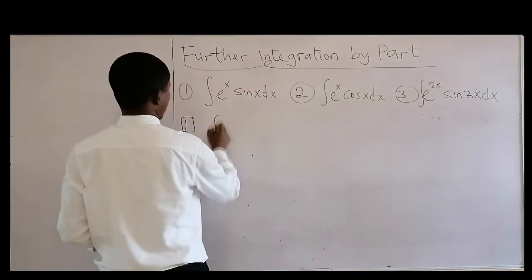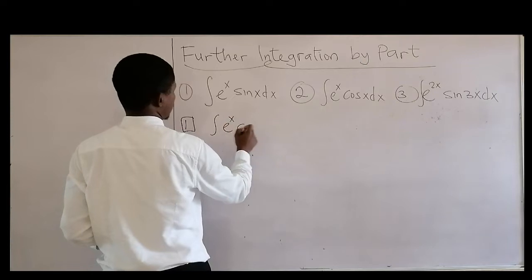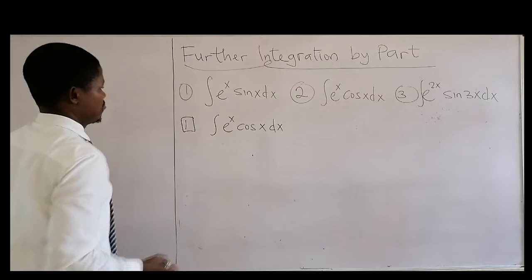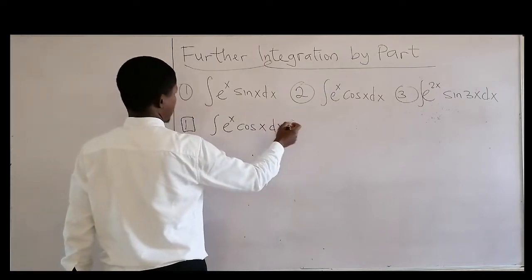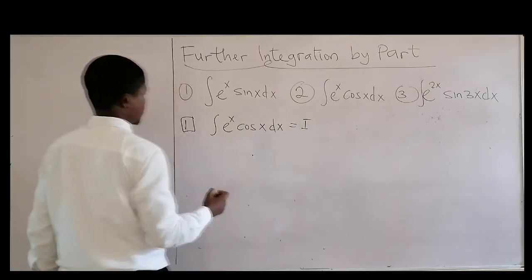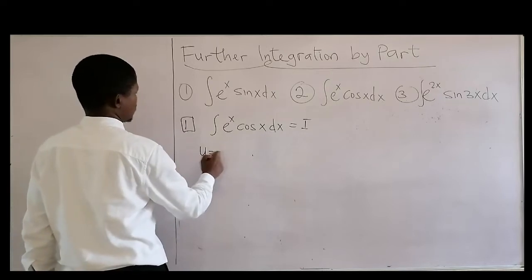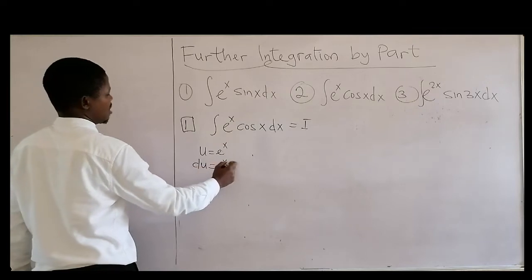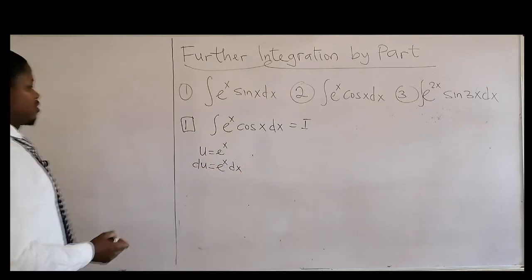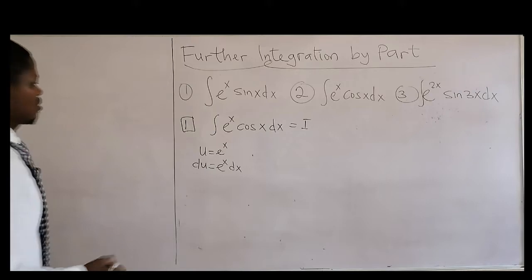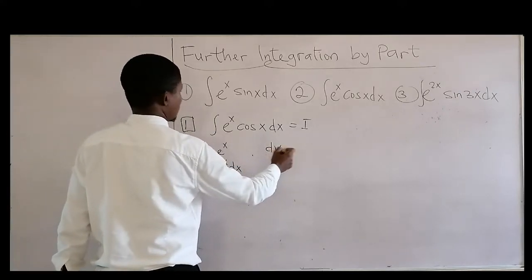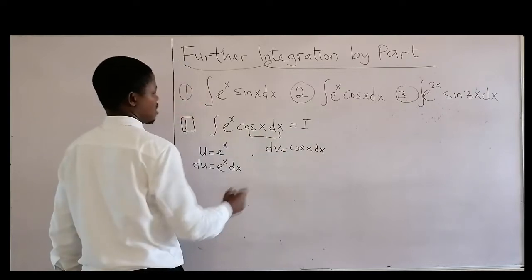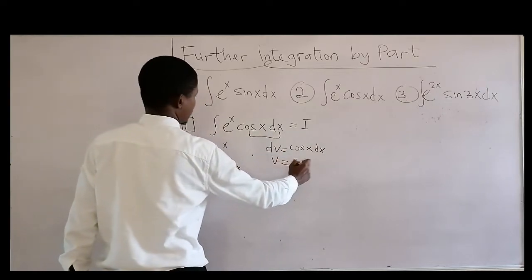Let's call the integral of e^x cos x dx. It's the same thing we did now. You can call the question I equal to I. Okay, so your u is what? Is this. So the u is e^x, du is e^x dx if you differentiate your u with respect to x, then your dv is cos x dx. So integrate both sides, then you have v equal to sin x.